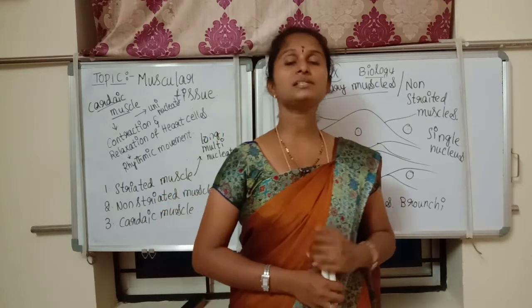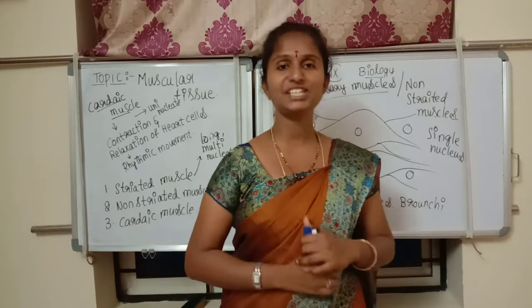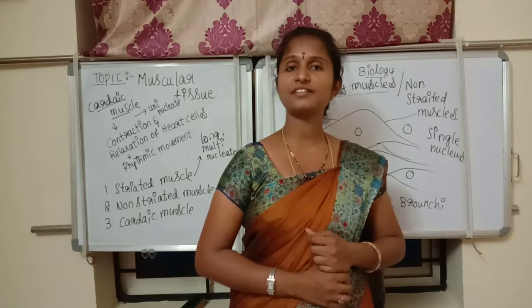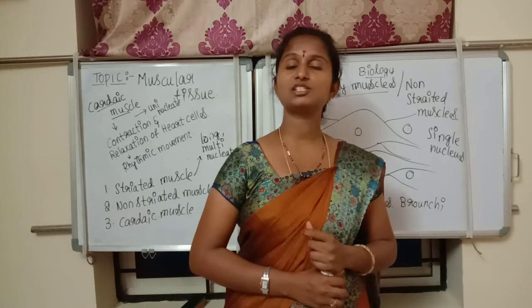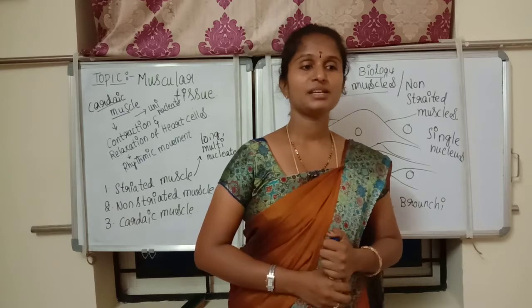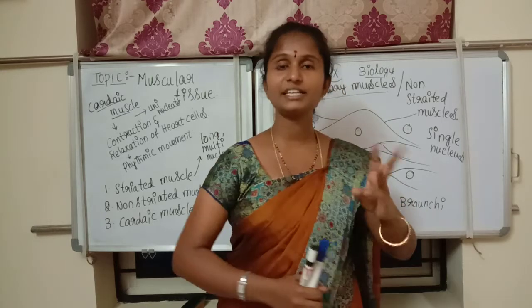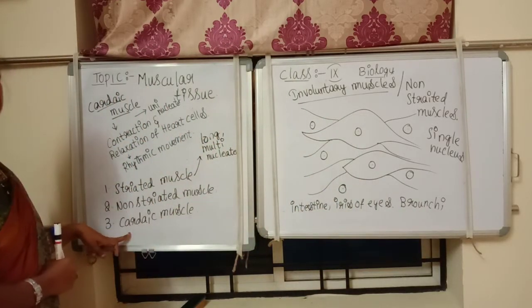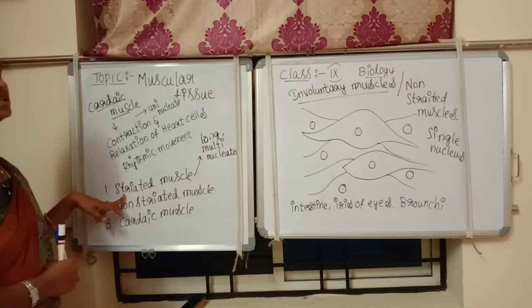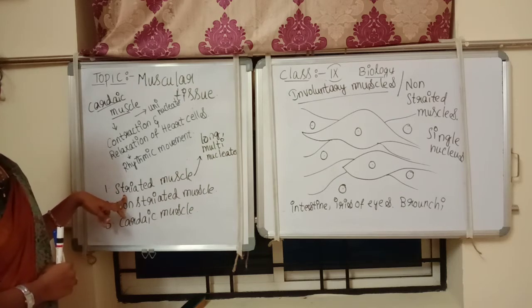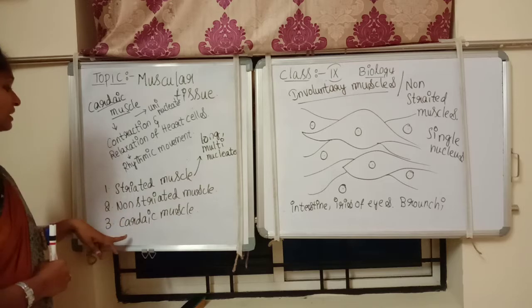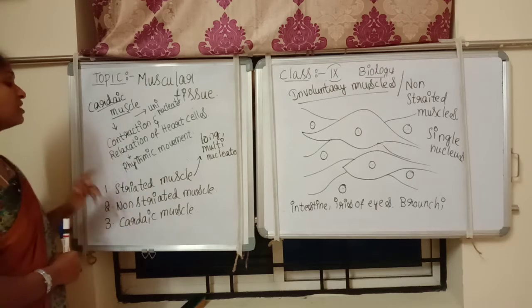The muscles which are connected to each other to give strength for the movement of the body, for the contraction and relaxation of the muscle cells, are known as muscular tissue. Muscular tissue has three types: striated muscle, non-striated muscle, and cardiac muscle. Striated muscle is also known as voluntary muscle. Non-striated muscle is also known as involuntary muscle, and cardiac muscle.